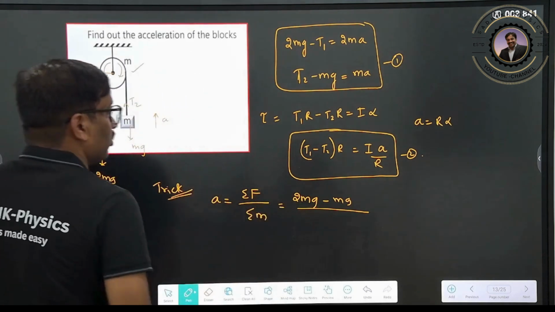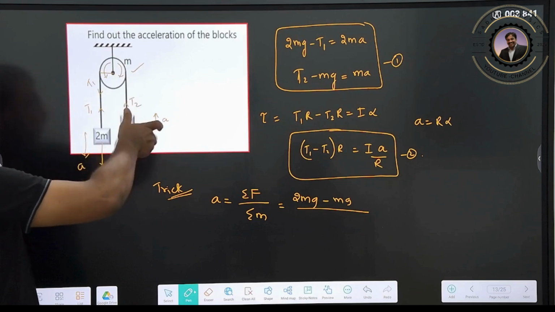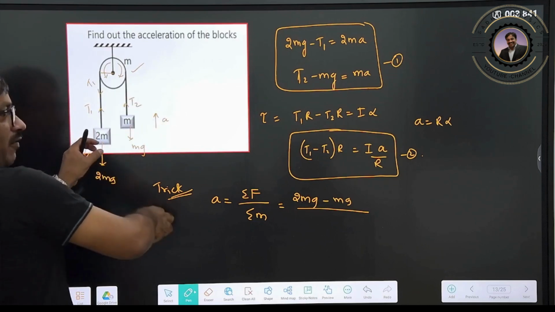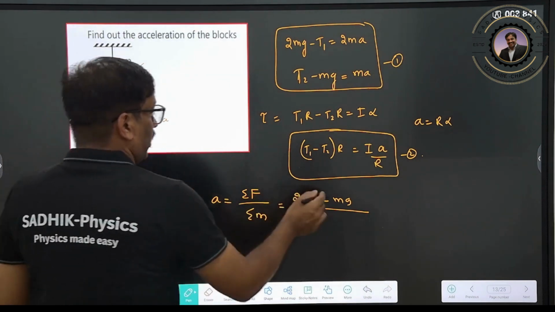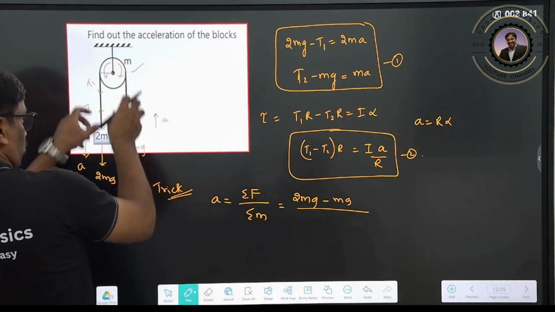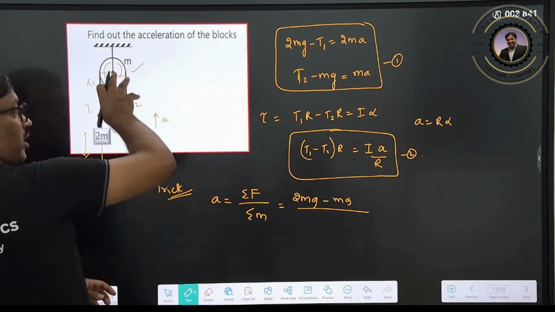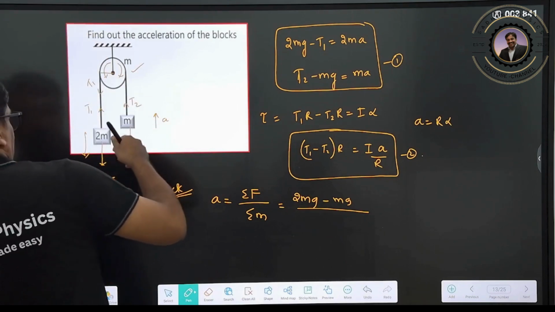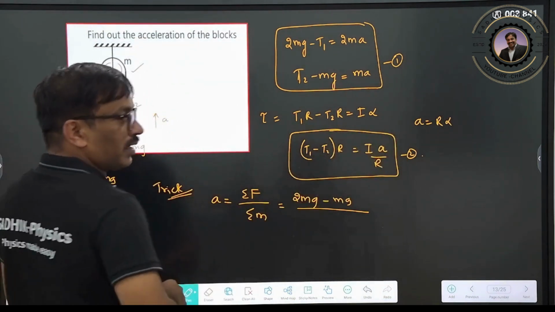Why minus? Because this is making this rotate here, and this is making a different acceleration like this. Therefore the total net force onto this one will be here, right? Actually here the total 2mg plus mg is acting upward, but here we are making it rotate. This is trying to go toward this side, and this is trying to go toward this side. That means both are acting in opposite directions. That's why we write minus here.